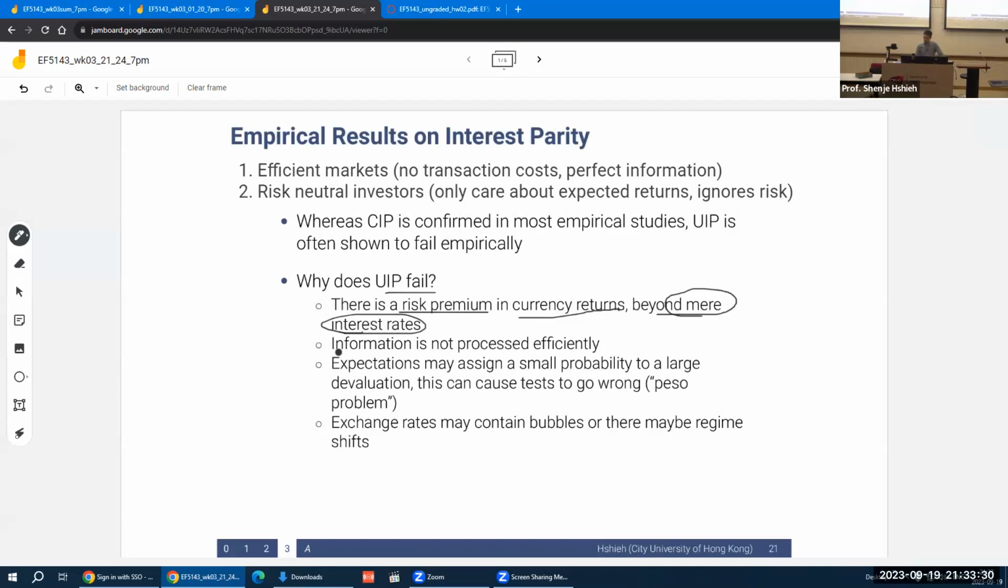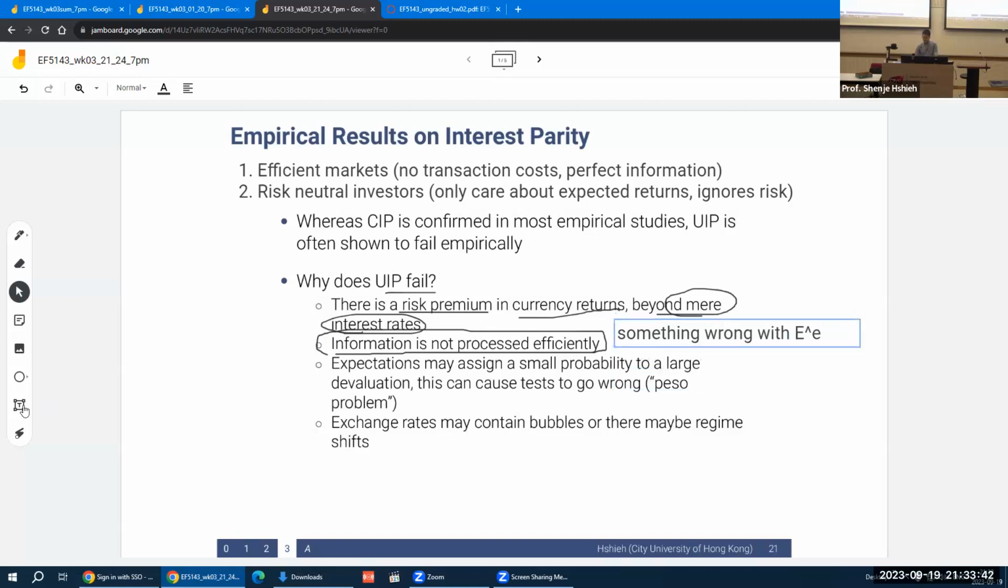Another reason why UIP might fail: information is not processed efficiently. That means something is wrong with E hat E. So the risk premium, this first bullet point, means UIP is a bad model and you may need more parameters. Second bullet point, information not processed efficiently, so something is wrong with E hat E. Maybe somebody has private information that the market is systematically not capturing over time, and as a result people make bad predictions in the long run. Yes, that's possible, as I will show you.